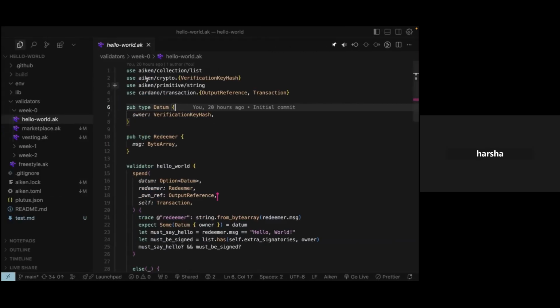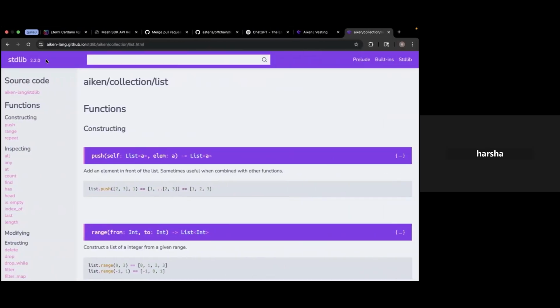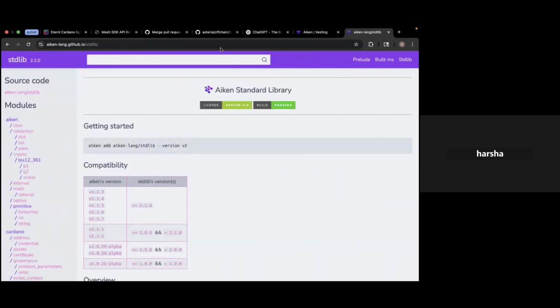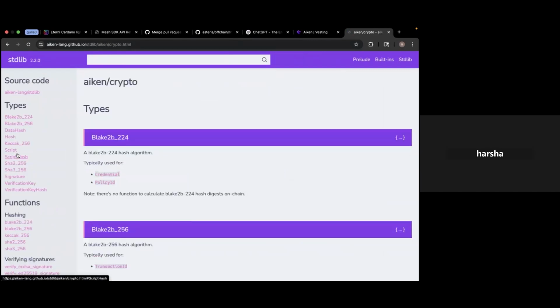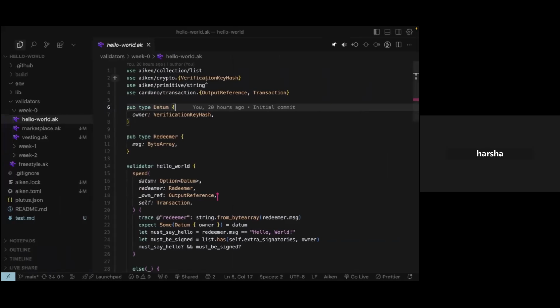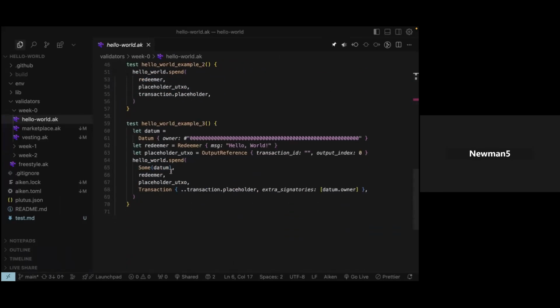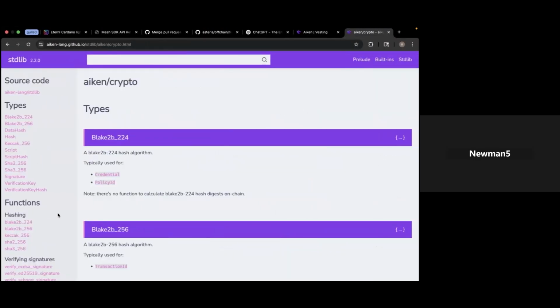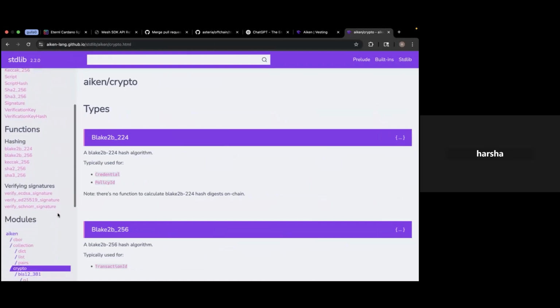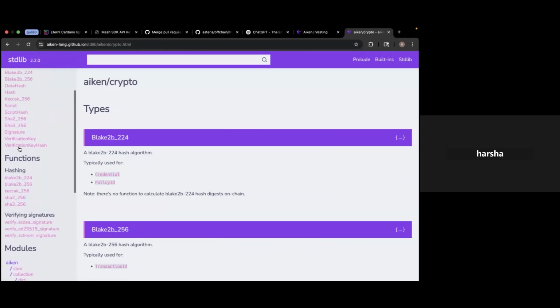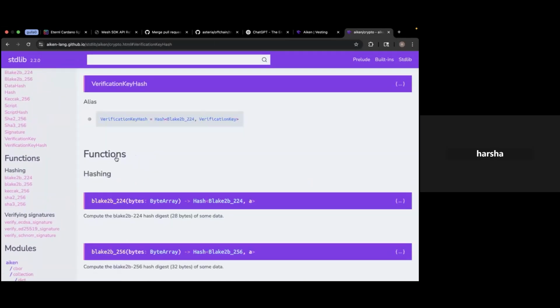So let's see. We have Aiken crypto dot verification key hash. So we are in Aiken. When we click on it, standardly we enter Aiken, which is all of the things in this library. Aiken is the library, by the way. And we go to crypto. And in crypto, we are specifically bringing in verification key hash, which is a type. Verification key hash, that's right.